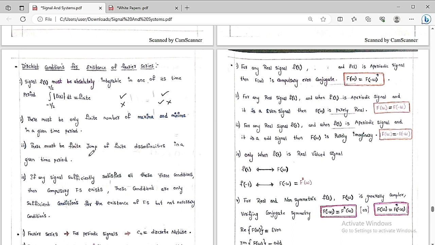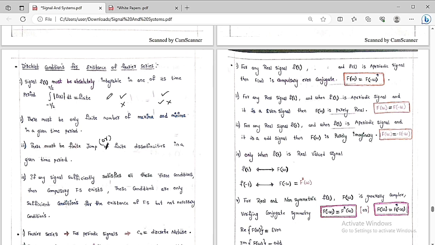So there must be a finite jump, or we can say finite discontinuity, in a given time period. I already told you these are the three Dirichlet conditions. So what are those three Dirichlet conditions? The signal f of t should be absolutely integrable in one of its time periods, and there must be only a finite number of maxima and minima in a given time period, and there must be a finite jump or finite discontinuity in a given time period. So these are the three Dirichlet conditions.